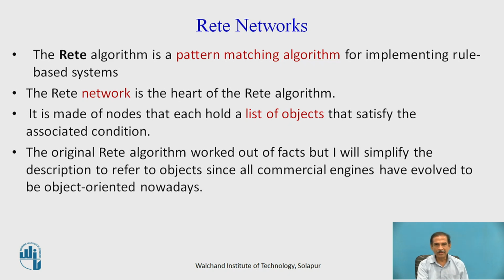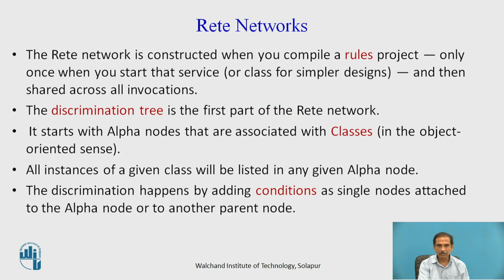The next methodology used to generate sub-goals and further simpler solutions is the Rete network. The Rete algorithm is a pattern matching algorithm for implementing rule-based systems. The Rete network is the heart of the Rete algorithm. It is made up of nodes, where each node holds a list of objects that satisfy the associated conditions. The original Rete algorithm worked on facts, but we will simply refer to objects in the description, since all commercial engines have evolved to be object oriented nowadays.